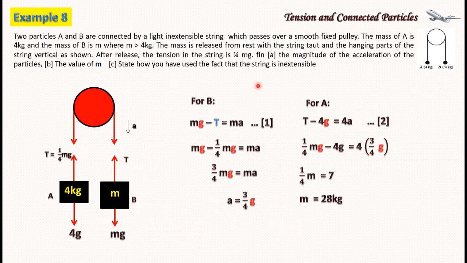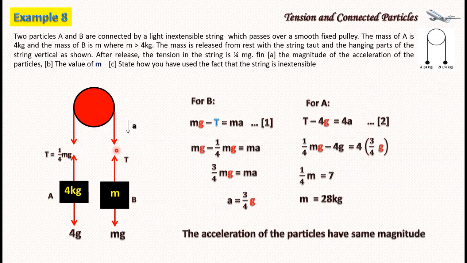That's how you have used the fact that the string is inextensible. The acceleration of this particle upwards is equal to the acceleration of this other one downwards. Their magnitudes are the same, the only difference is direction. This one moves upwards while this other one moves downwards, but the magnitudes of the accelerations are the same. So that's how we have used the fact that the string is inextensible, by working with that acceleration.